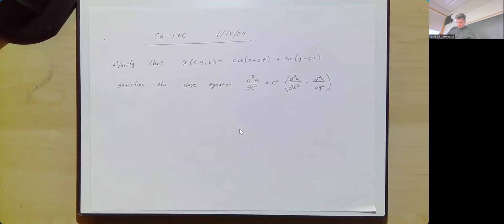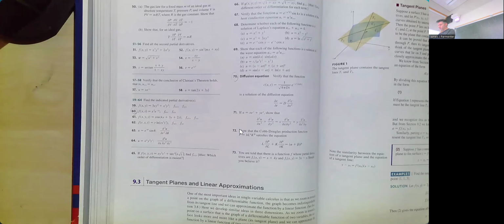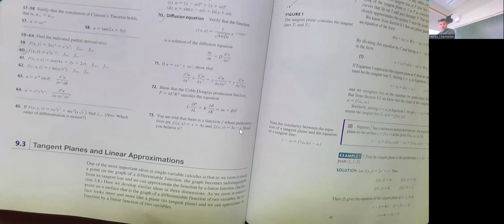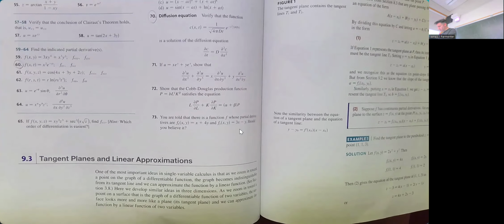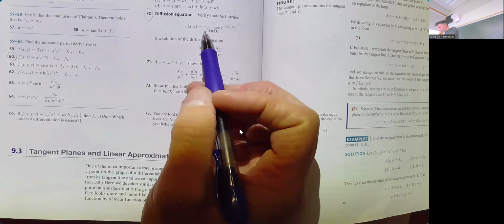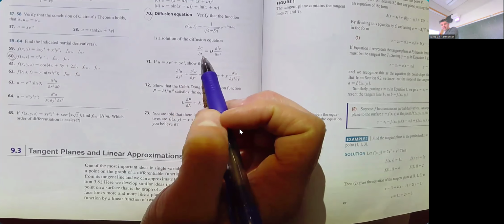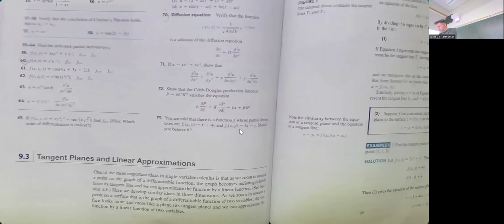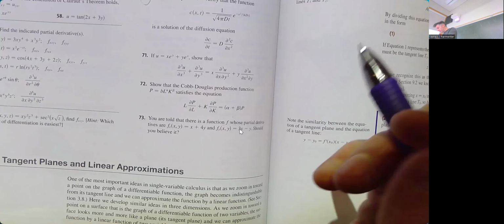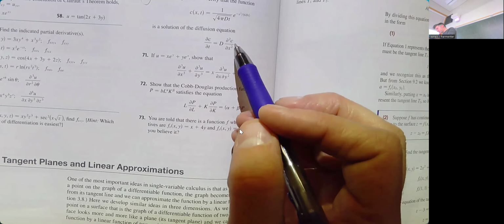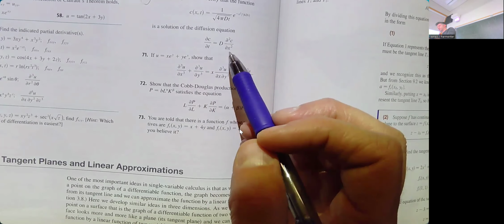Let's see, 9.2. Sorry, I was just reminded about this kind of terrible, messy problem. Yeah, it's problem 70 from 9.2, this diffusion equation thing. Let me zoom in for just a second so you all can see. It was showing that the partial derivative of this with respect to t was equal to the constant D times the second partial derivative of c with respect to x.